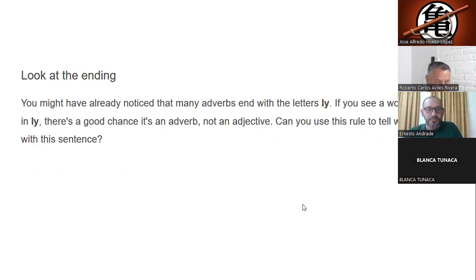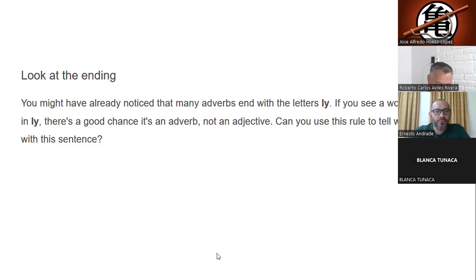Look at the ending. This is another tip, definitely. Blanca, could you please help me reading this slide? Yes. Look at the ending. You might have already noticed that many adverbs end with the letters ly. If you see a word that ends in ly, there is a good chance it's an adverb, not an adjective.